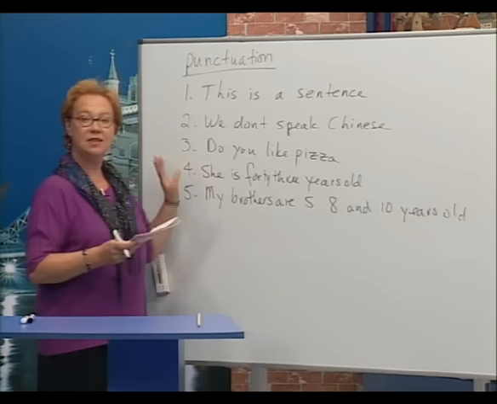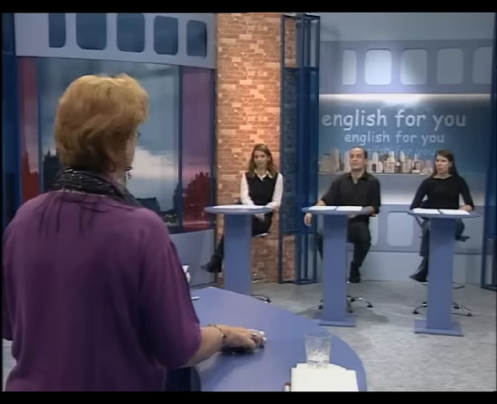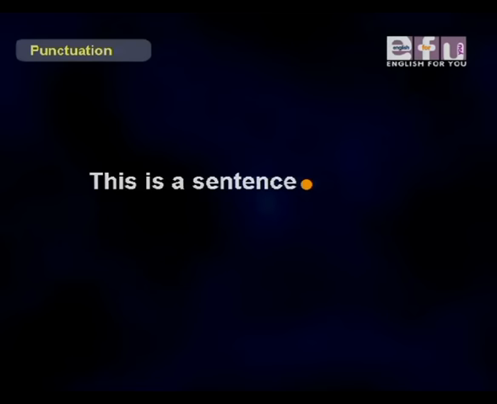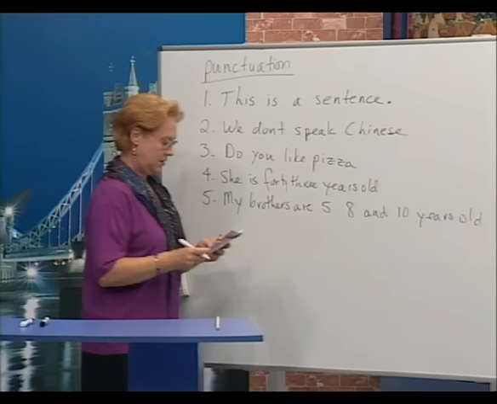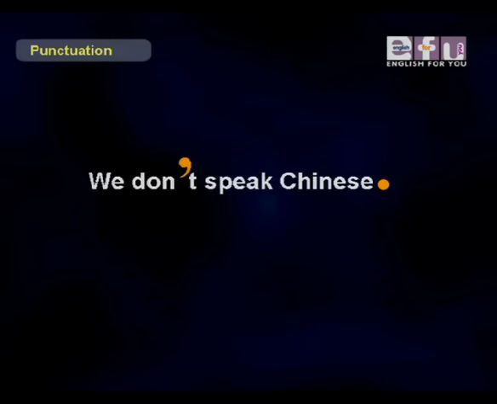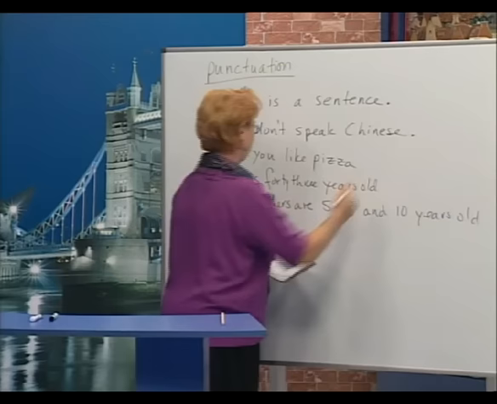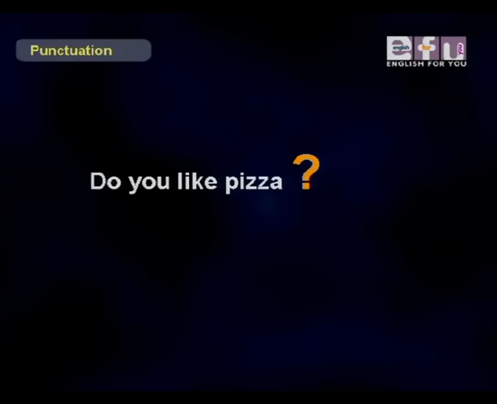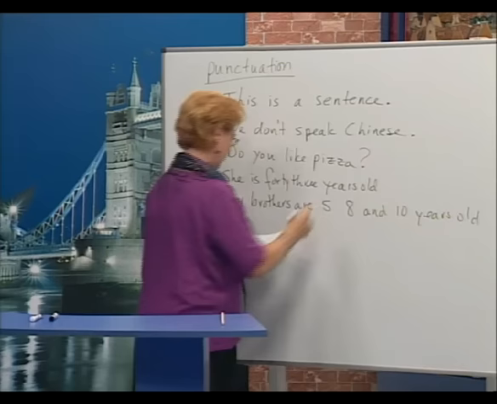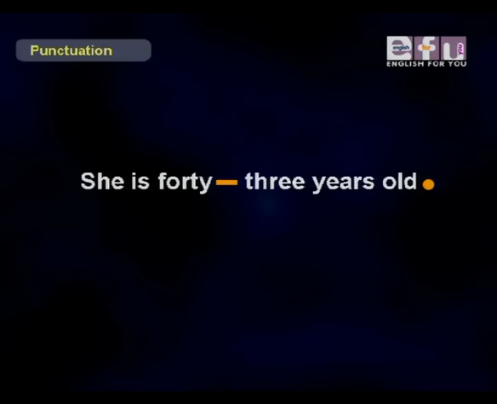So, Lisa, do number one. This is a sentence. Period. Yes, good. Okay, Ali, number two. We don't, an apostrophe, speak Chinese, period. Mm-hmm, good. All right, three. Isabel. Do you like pizza? Question mark. Mm-hmm. Good. Okay, Lisa. She is 43 years old. Period. Yes, good.